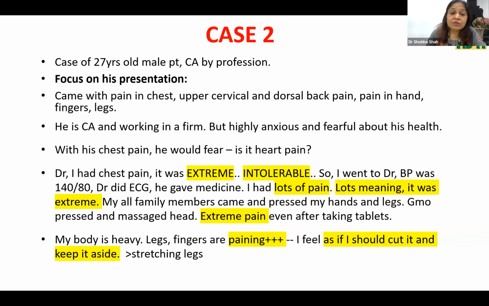I had lots of pain, lots meaning lots. It was extreme, doctor. It was at night time, and all my family members came and pressed my hands and legs. My mother, father, and grandmother came, and she pressed and massaged my head, and I was having extreme pain. Even after taking the tablets, it was not better. My body is very heavy, and my legs and fingers are paining a lot. I feel as if I should cut it off and keep it aside.